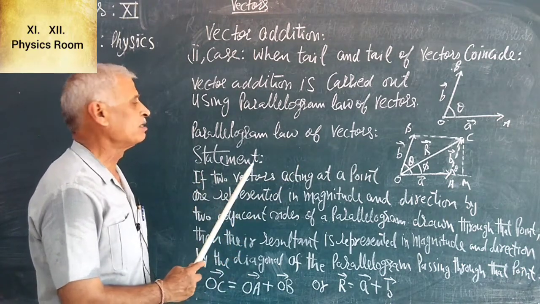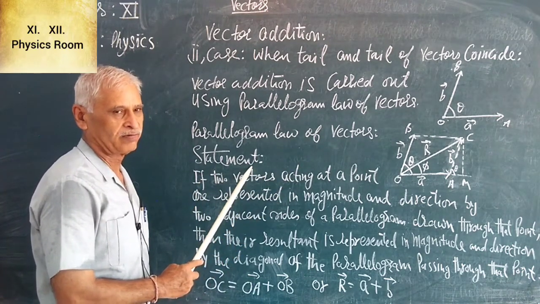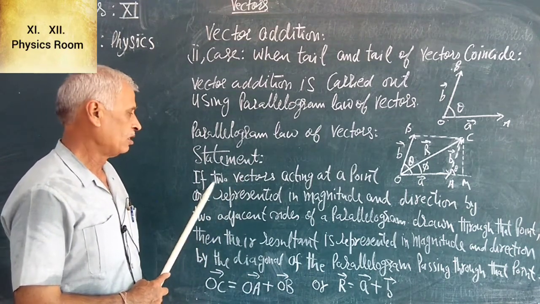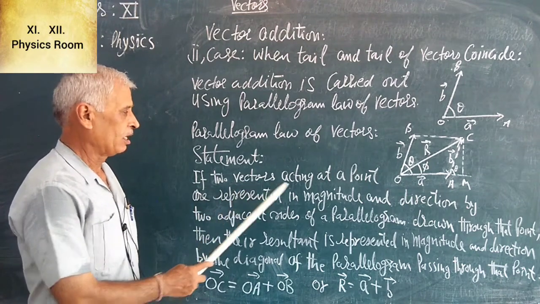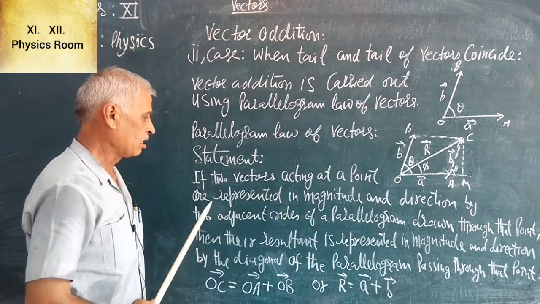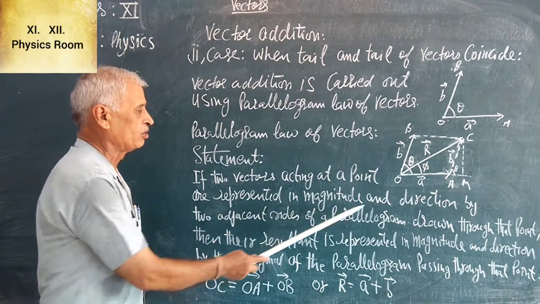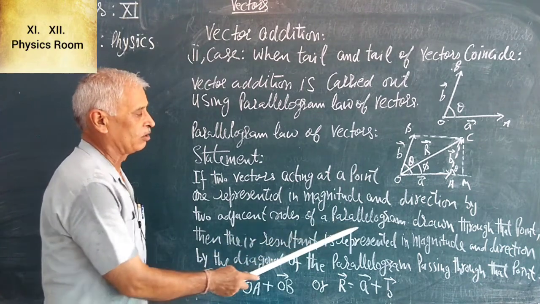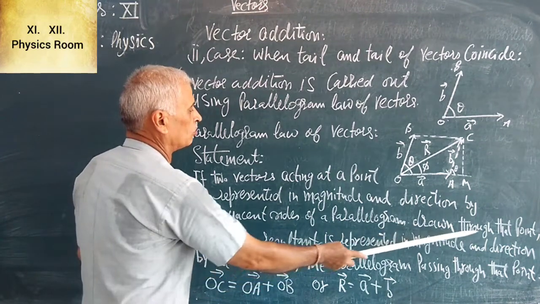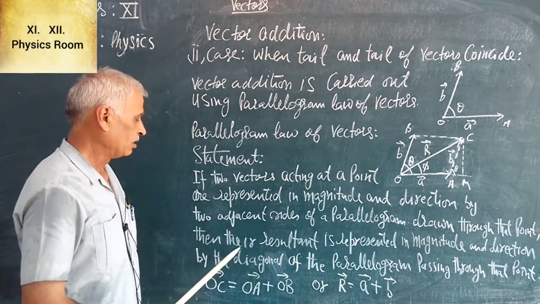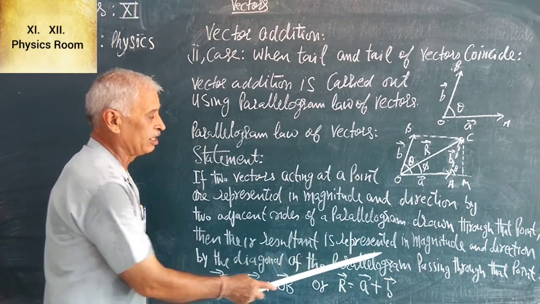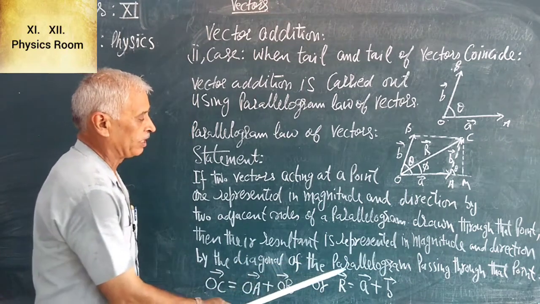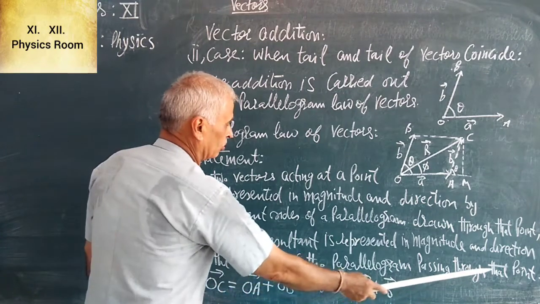First, I give you the statement of the parallelogram law of vectors. The parallelogram law of vectors can be stated as: if two vectors acting at a point are represented in magnitude and direction by two adjacent sides of a parallelogram drawn through that point, then their resultant is represented in magnitude and direction by the diagonal of the parallelogram passing through that point.